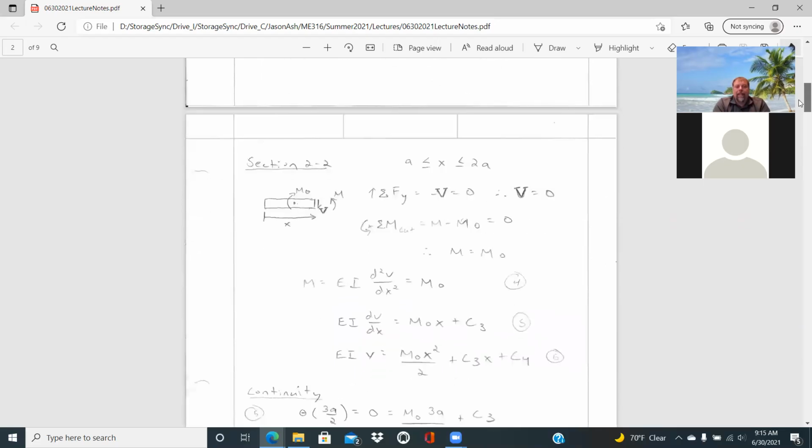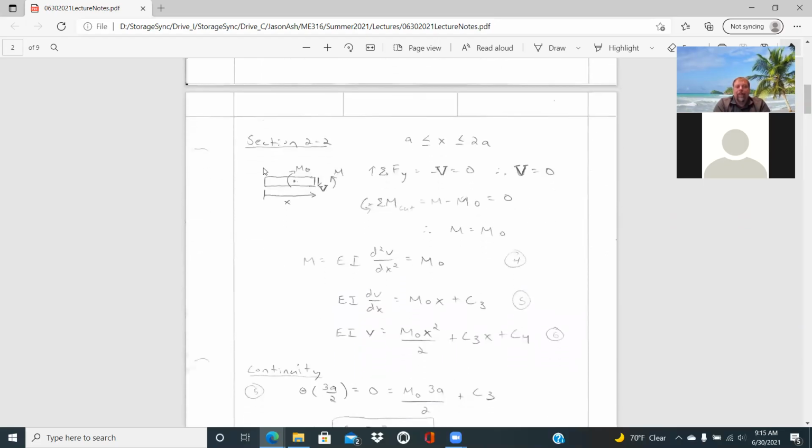And so next section then, again, we start all the way over on the left-hand side where the pin connection is, because we want to keep that x definition and the datum remaining the same. And so we're now just cutting through that second section, 2, and so we'd have an internal shear and an internal moment. And this would be valid for x from a to 2a. And so for summing forces in the Y, we'd have a minus V is equal to 0. So we find again our internal shear is equal to 0 in that section.